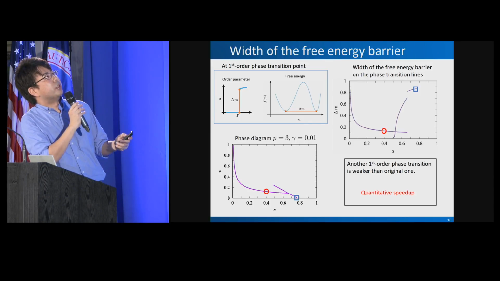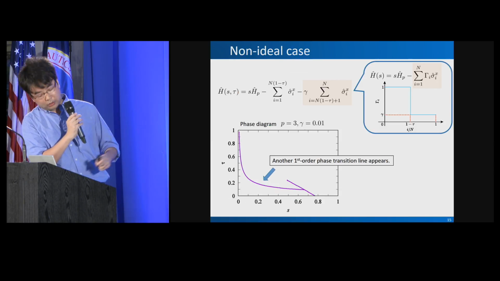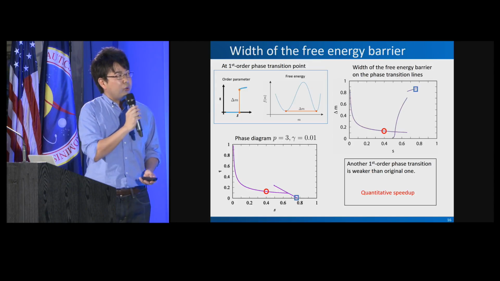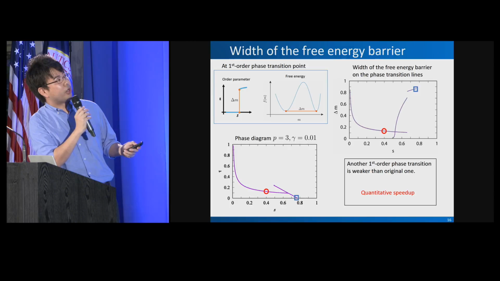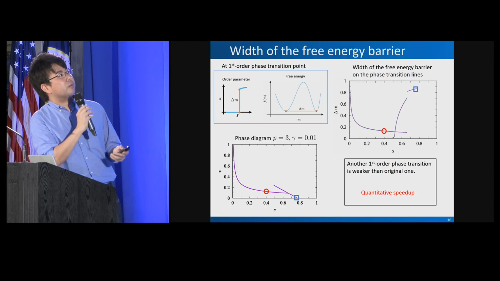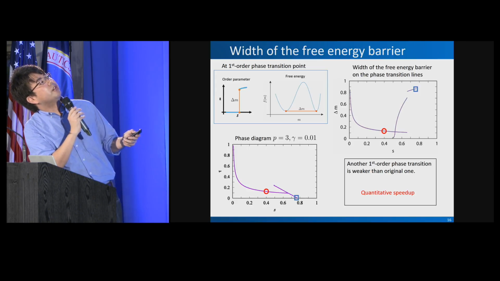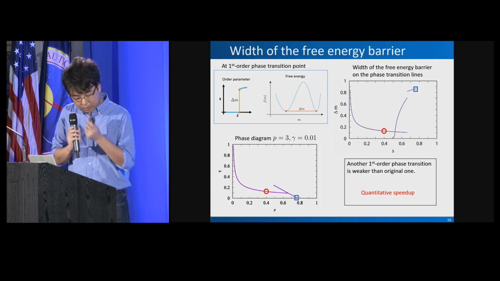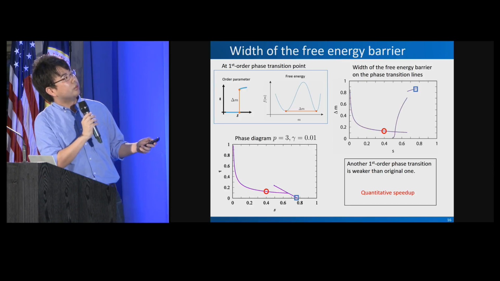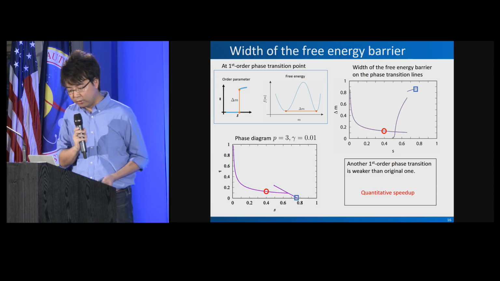Now we calculate the width of the free energy barrier for this gamma. The result is this one. When we take the path going through the blue square, it is for the conventional quantum annealing. The width of the free energy barrier is 0.8. And if we take the path going through the red circle, it's crossing the new phase transition line like this by controlling the parameter tau.